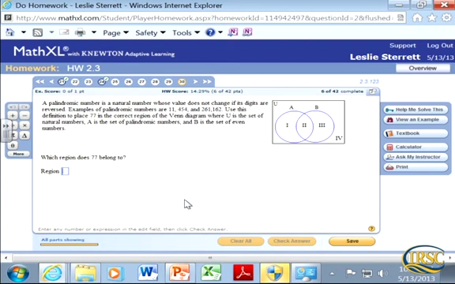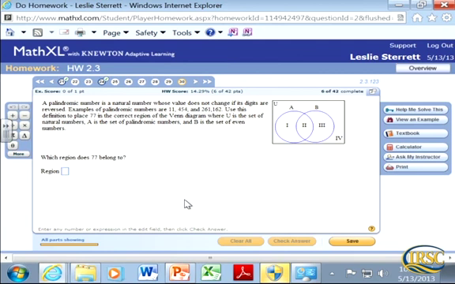So for example, the number 11 is palindromic, right? You reverse the digits and it's still the number 11. The number 454, if you reverse the digits, it's still the number 454. The number 261,162, if you read it from right to left instead of left to right, it's still 261,162. Okay, so that's a palindromic number.